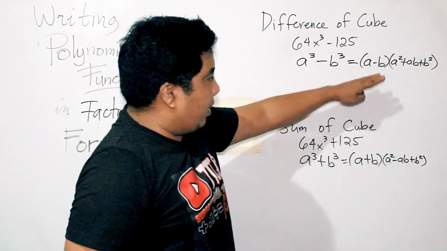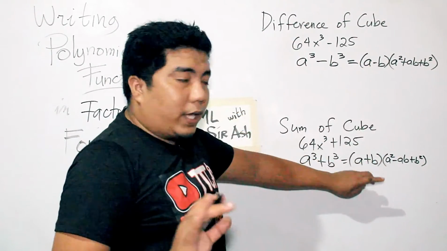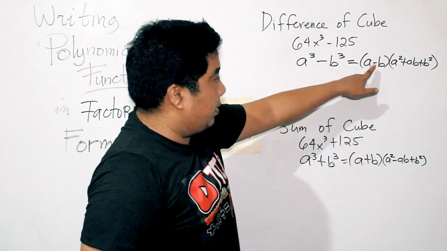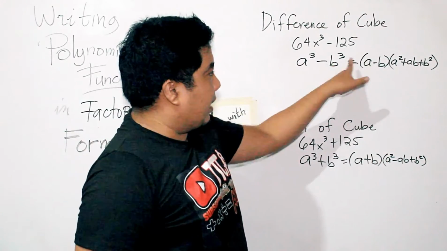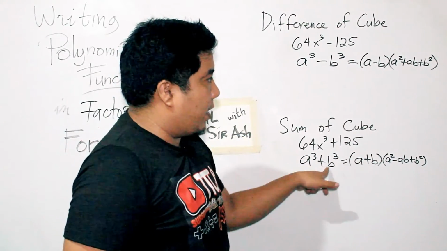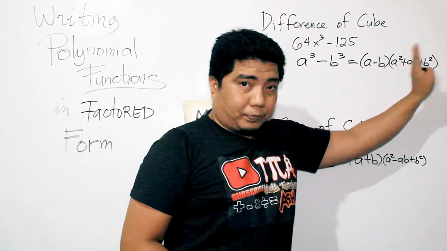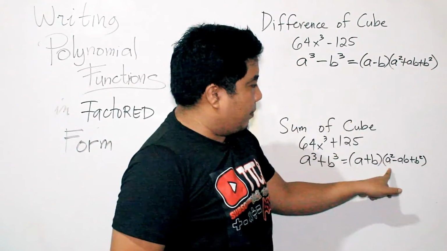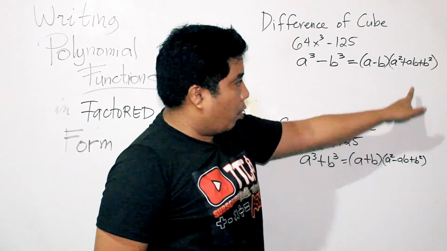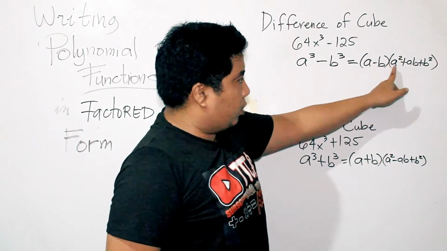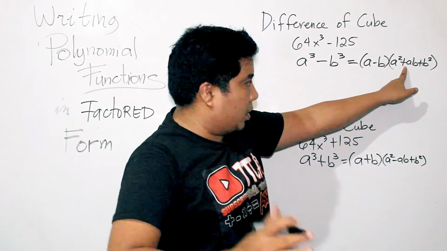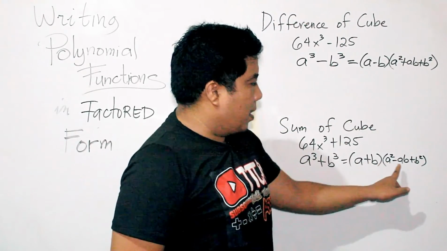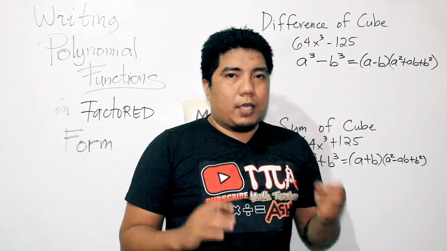So as you can see, the difference between the two is very evident. The binomial sign is the same as the given. In the trinomial, the first term is the same, the second term is opposite, so the minus and plus are opposite of each other. But the b squared will always be positive.